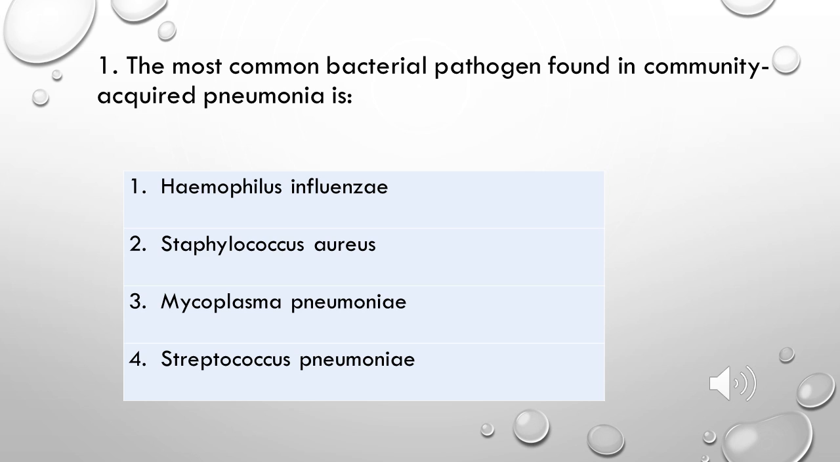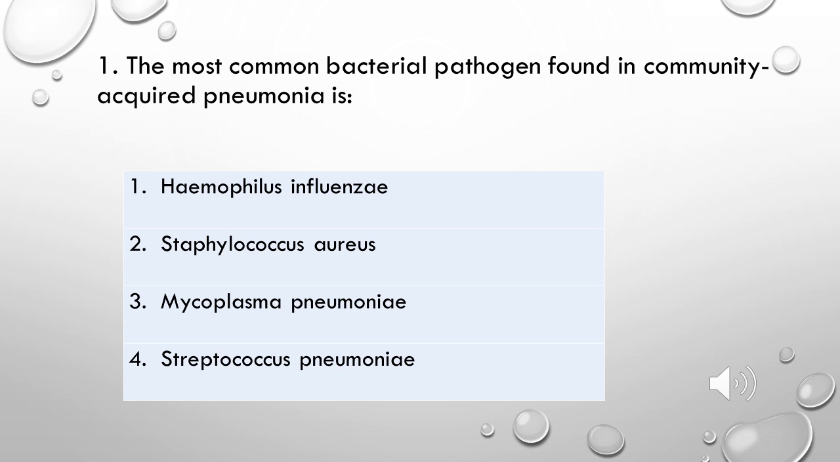All of these choices, your H. influenzae, your Staphylococcus aureus, your Mycoplasma pneumoniae, and your Streptococcus pneumoniae, they will cause a person to have pneumonia. But the best answer is the Streptococcus pneumoniae. The predominant organism found in pneumonia depends on the age and health status of the patient. For all ages except neonates, Streptococcus pneumoniae is the organism most commonly found in pneumonia.